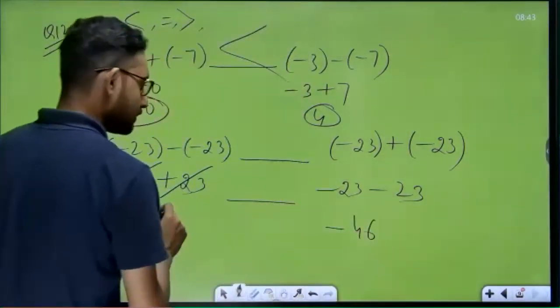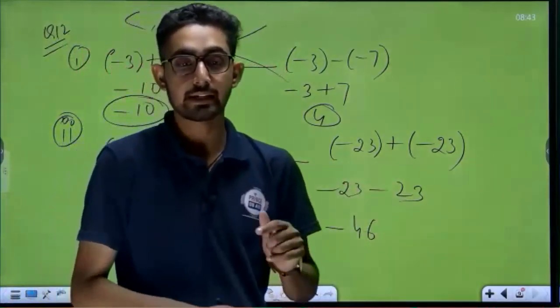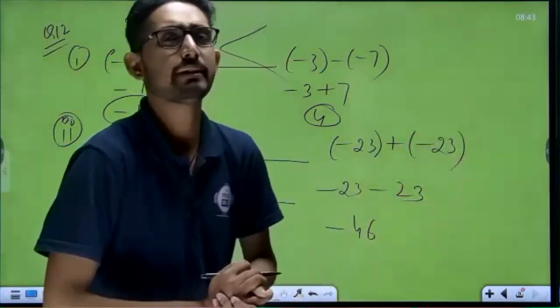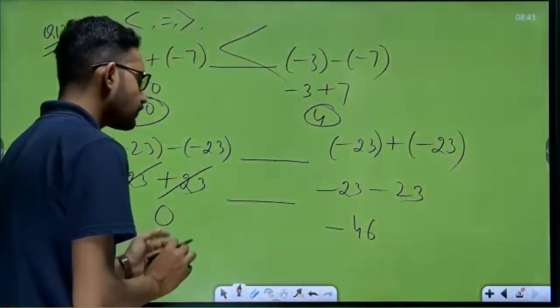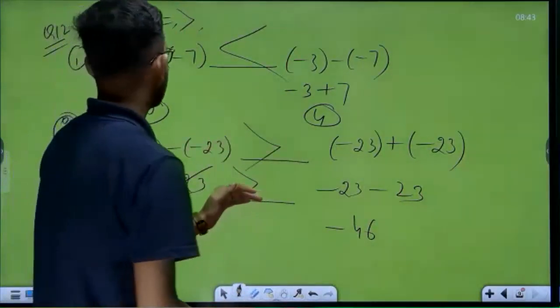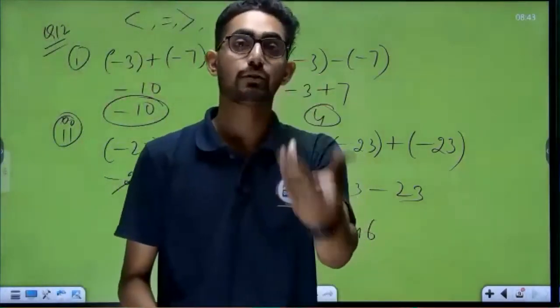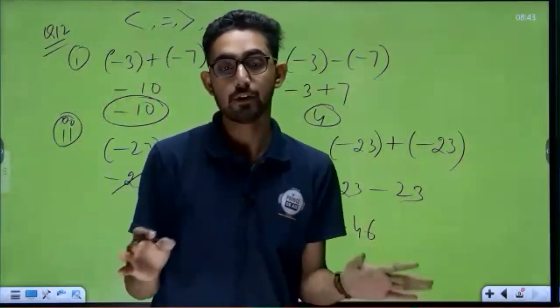And always remember students, 0 is a number. This is always greater than any negative value. Whatever negative integer it may be, 0 is always greater. That means we can say this is the greater. So that means till question number 12, second part completed. That means the remaining two parts you have to solve yourself. Question number 12 fully completed.